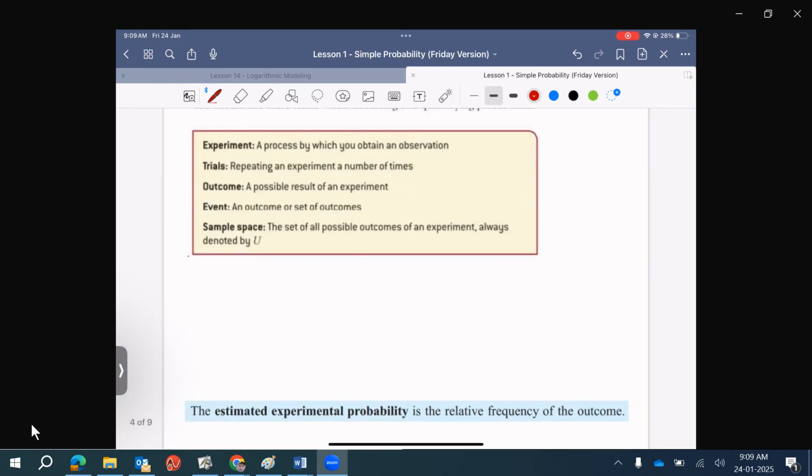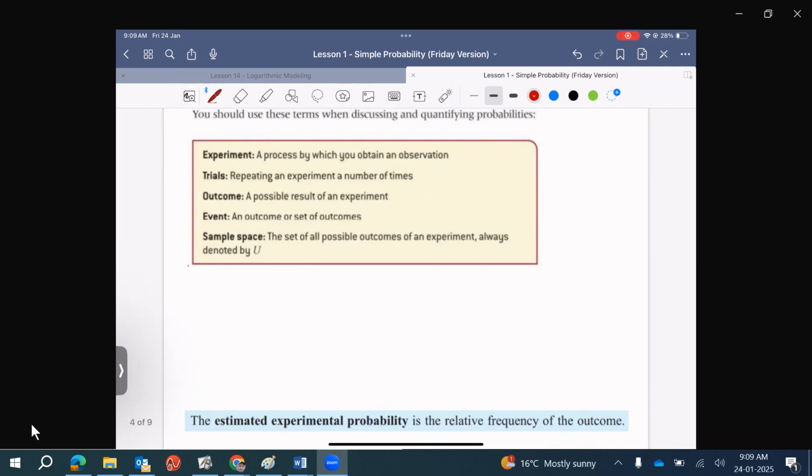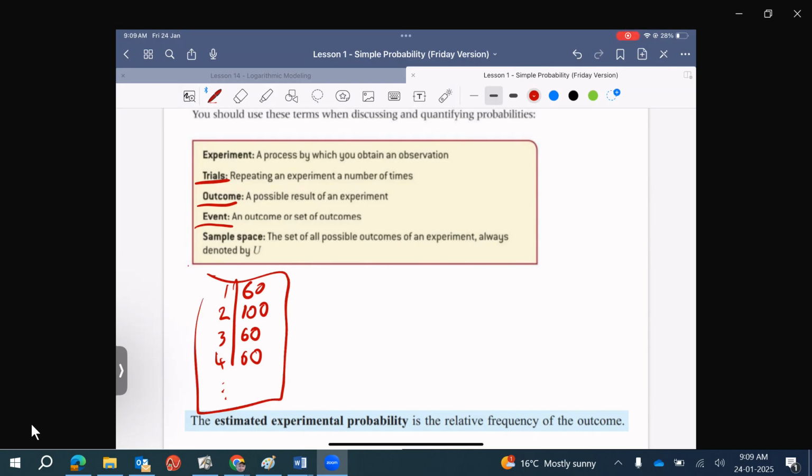So a couple of key words here. If we did an experiment, you'd have to do 1,000 trials. You'd have to record each outcome, and look at the total data collected for 1, 2, 3, 4, and so on. Let's say we get 60, we get 100, we get 60, we get 60. This would be our sample space with all the possible outcomes.